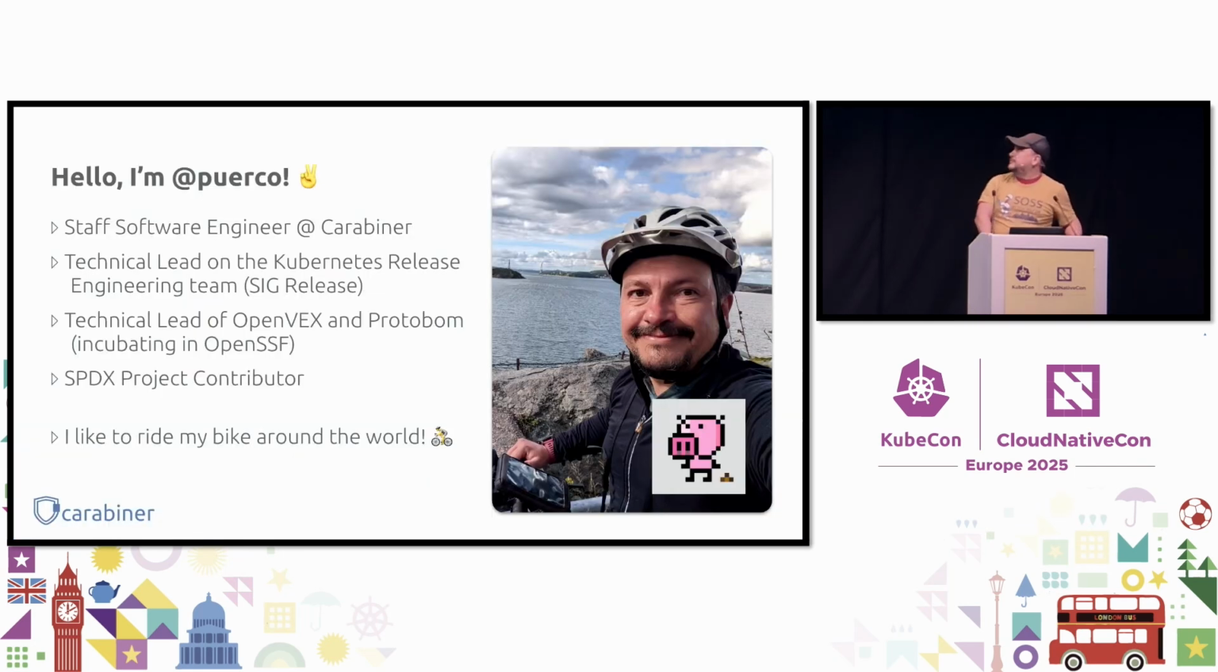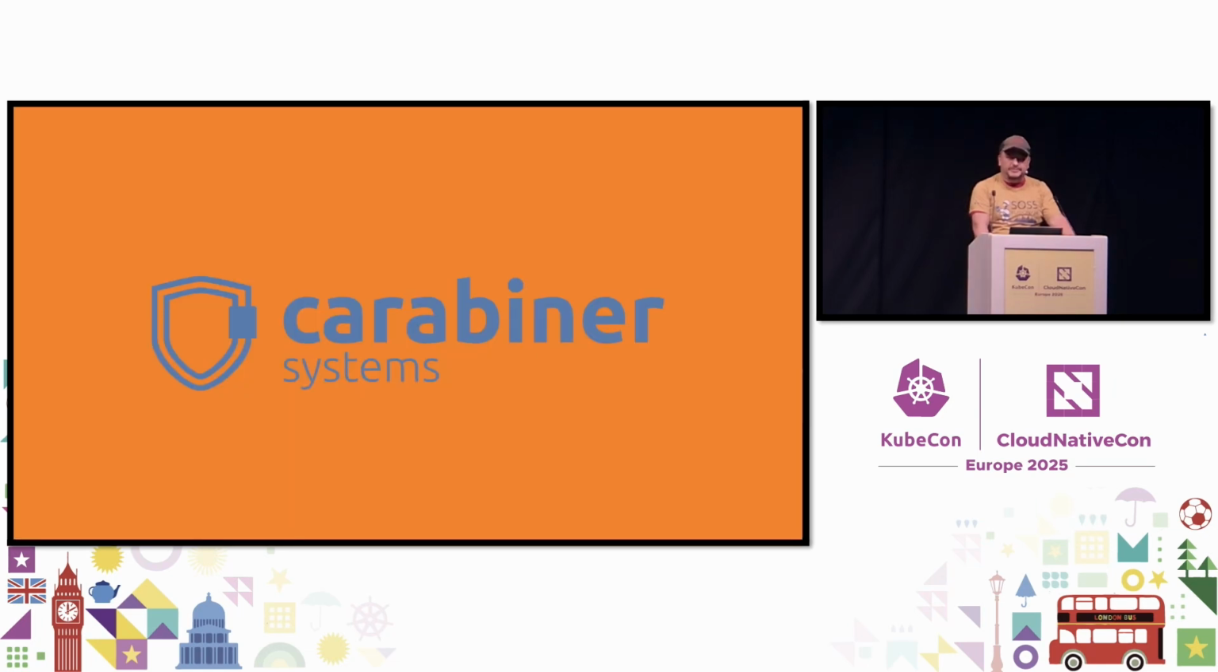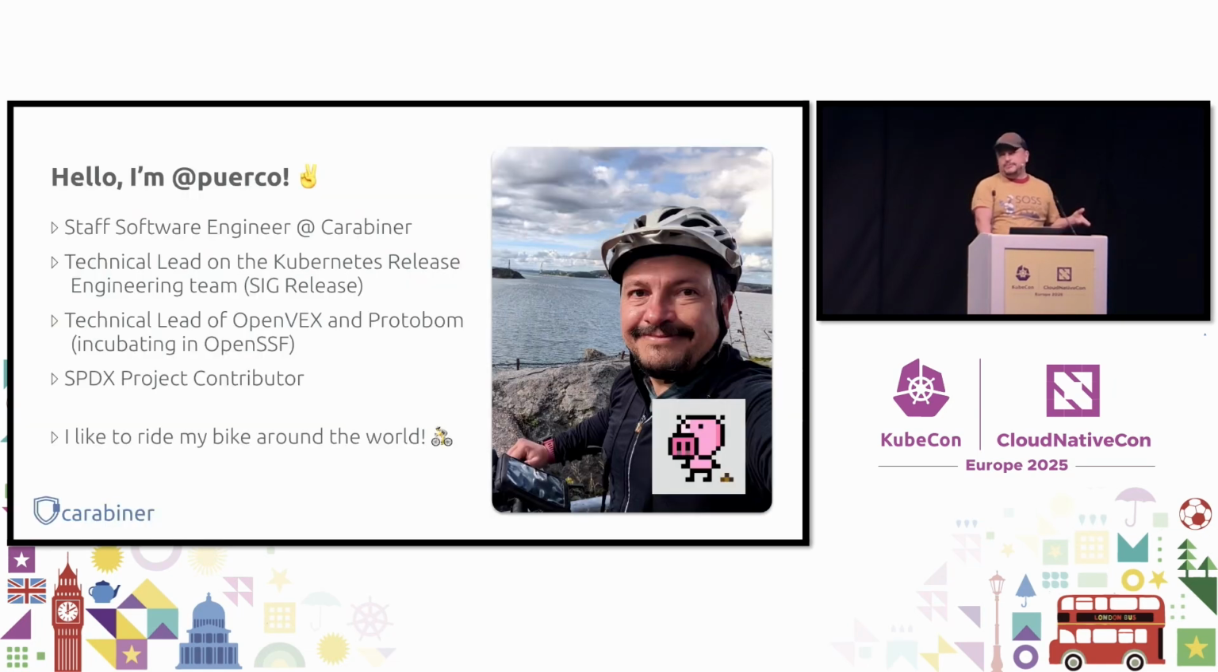My name is Adolfo García, or Puerco. That's my usual handle. If you see that on the internet, it's me. I am a software engineer in a super new startup called Carabiner Systems. But more importantly, for this talk, I am one of the tech leads on Kubernetes SIG Release with the release engineering team. And I am also one of the technical leads in OpenVEX on the Open Source Security Foundation, which is a sister of the CNCF. So you can think of me being here on this stage wearing those two hats for the day.